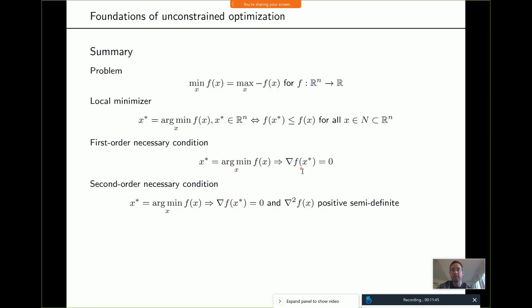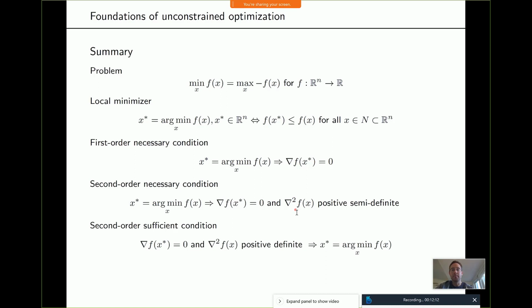Then there is the second order necessary condition: if x star is a minimizer of f, then the gradient at x star is 0. And there's the first typo for today. And the Hessian at x star, not at x, but at x star, is positive semi-definite. And then there is the second order sufficient condition.